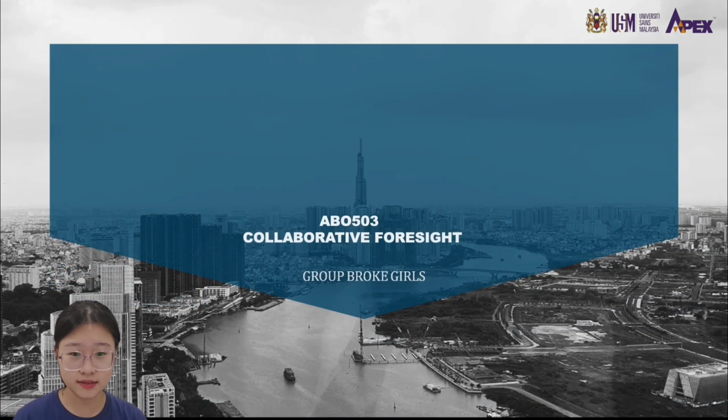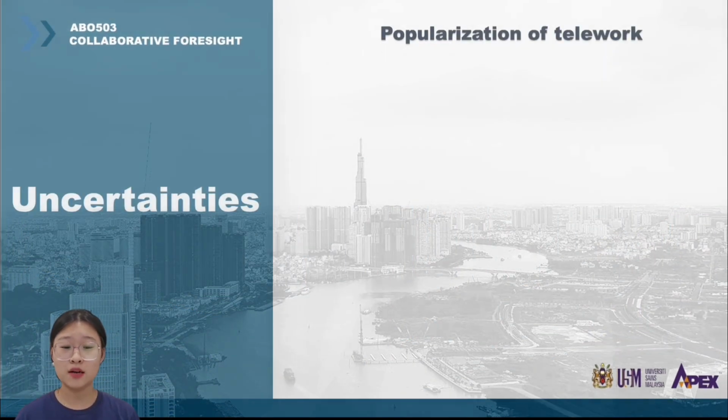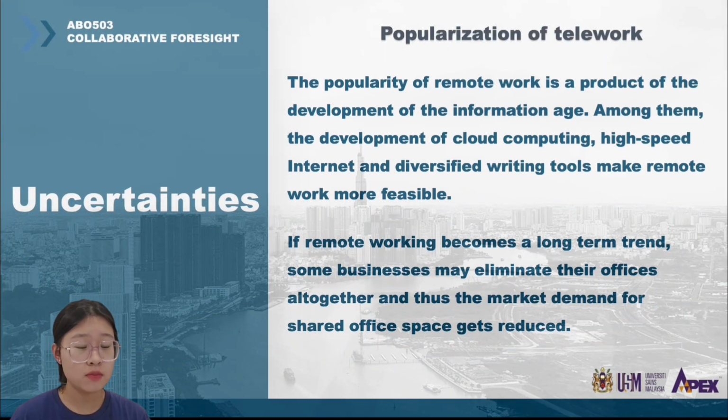Chapter 3. Scenarios. First, we should identify uncertainties. We found 2 in total. The first one is the popularity of telework. The development of cloud computing, high-speed internet, and diversified working tools makes remote work more feasible. If remote working becomes a long-term trend, some businesses may eliminate their offices altogether, and thus the market demand for shared office space gets reduced.